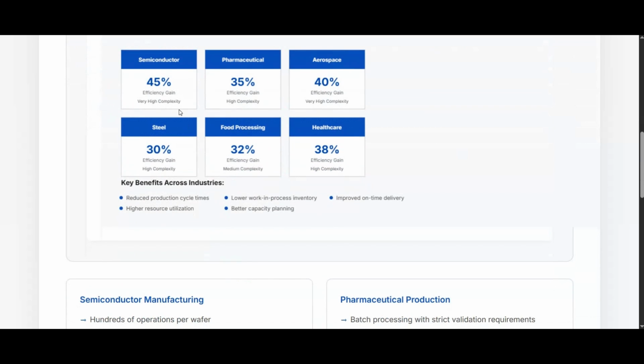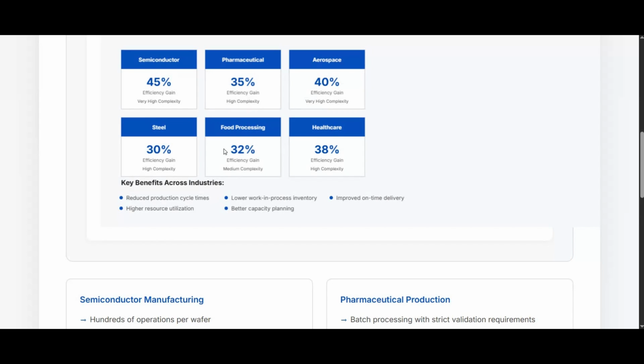Look at this. In semiconductors, we see efficiency gains of about 45%, which is huge given the complexity. Second, pharmaceuticals around 35%, third, aerospace about 40%, steel around 30%, food processing near 32%, and healthcare at 38%. You can see a pattern here. The more complex the environment, the higher the potential payoff from intelligent scheduling.